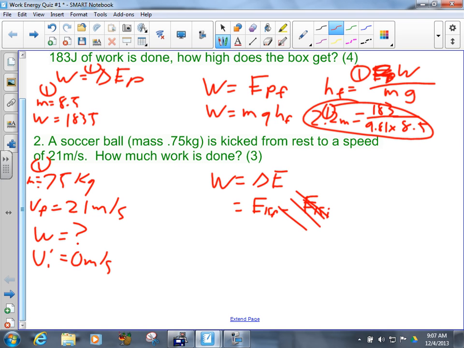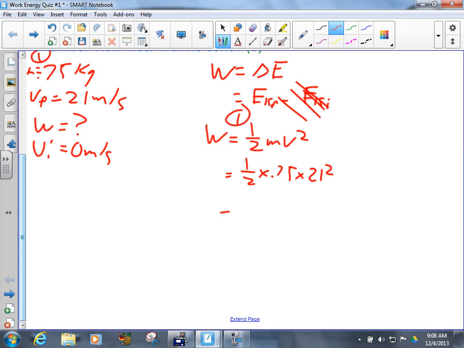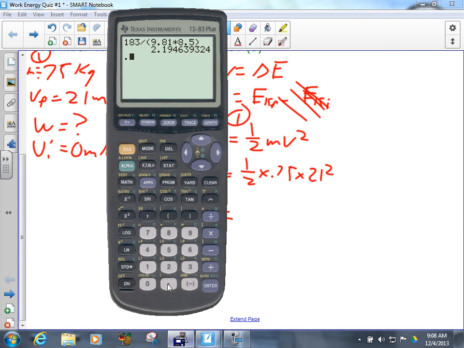So we're looking for the amount of work done. Work equals 1/2 mv squared. Give them a mark for that. Or if they just went straight to plugging in their numbers, 1/2 times 0.75 times 21 squared. That should give us 165.4 joules.